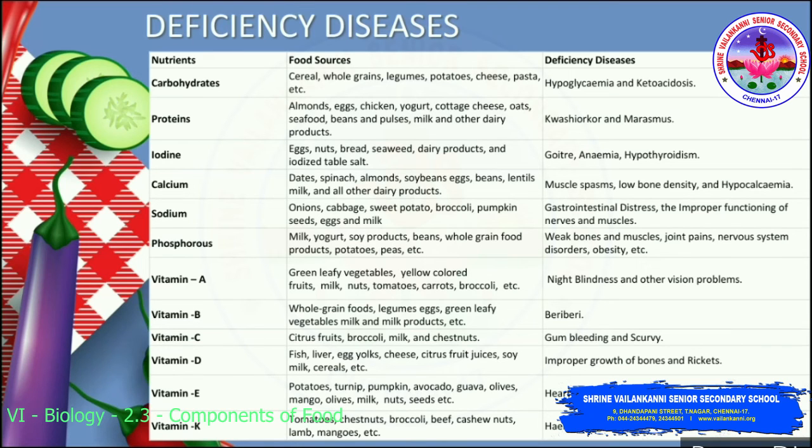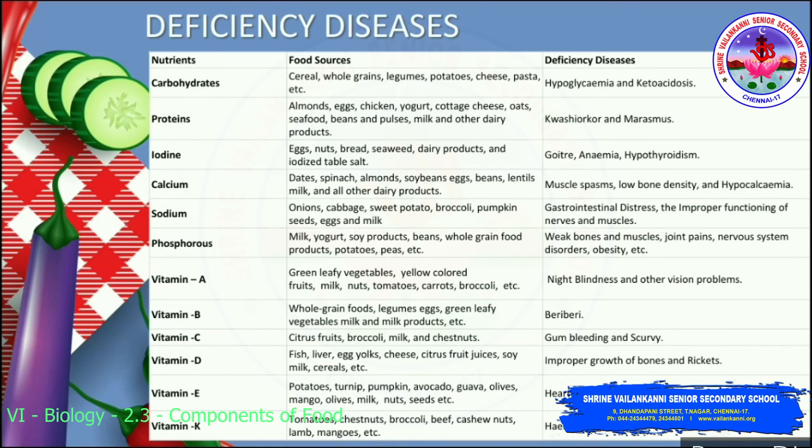So let's see about marasmus. A diet deficient in energy as well as protein causes a deficiency disease called marasmus. A child suffering from this disease is very thin and weak and is unable to move. Growth is stunted and body tissue slowly wastes away.